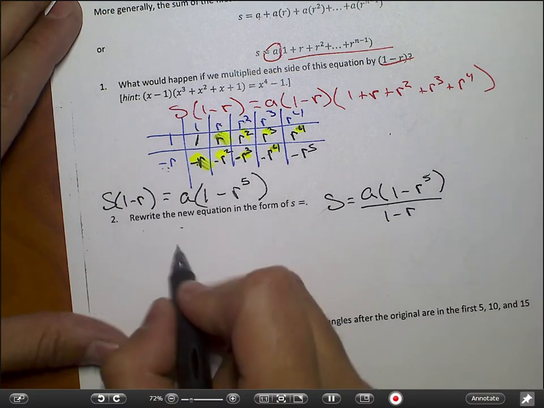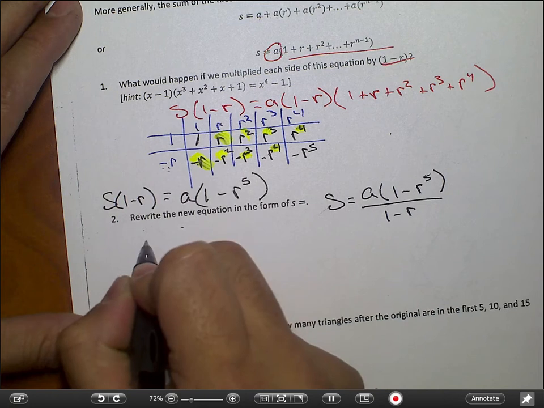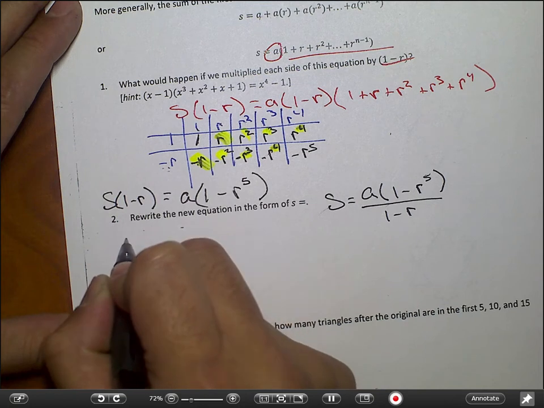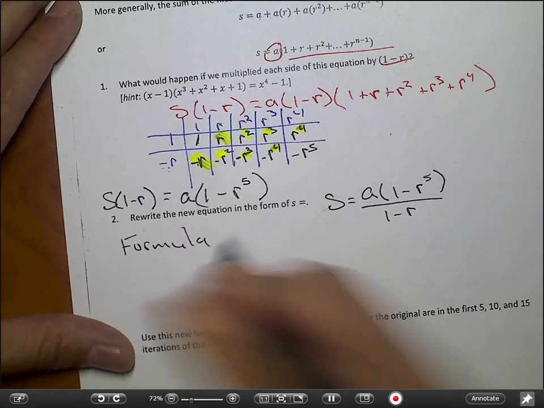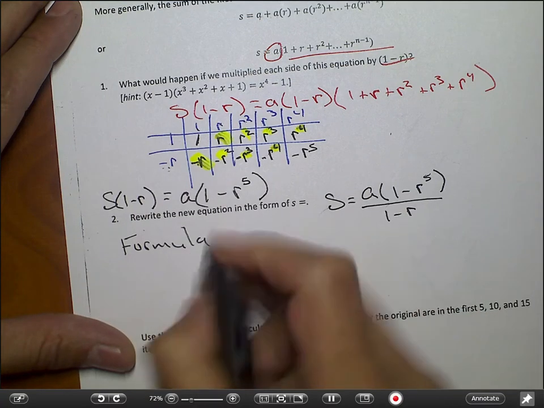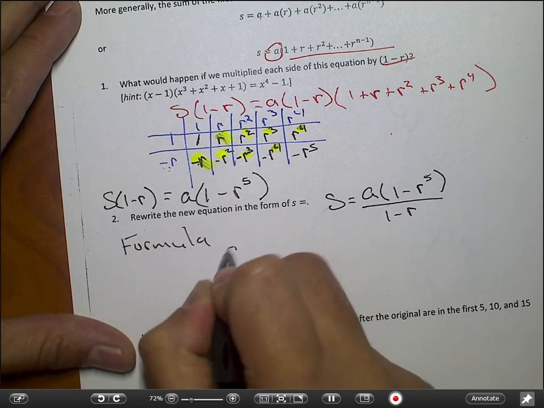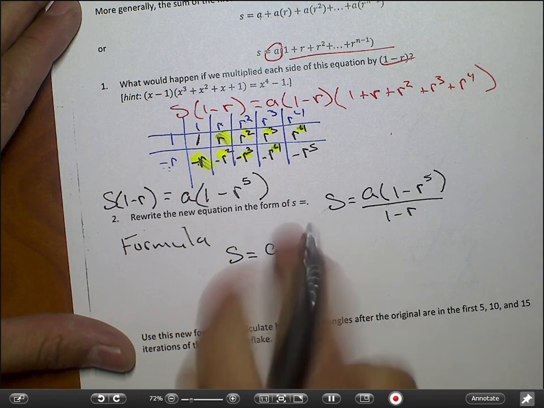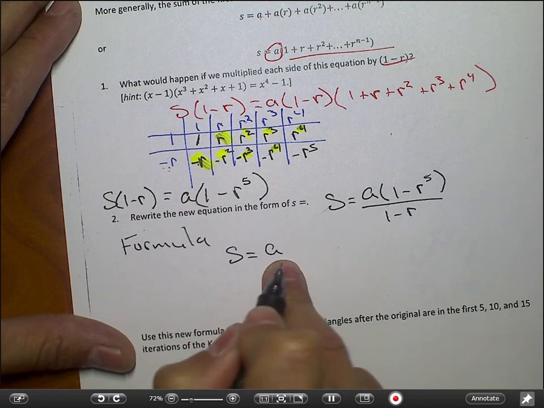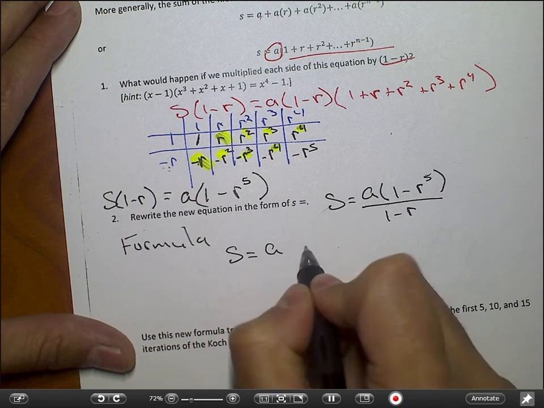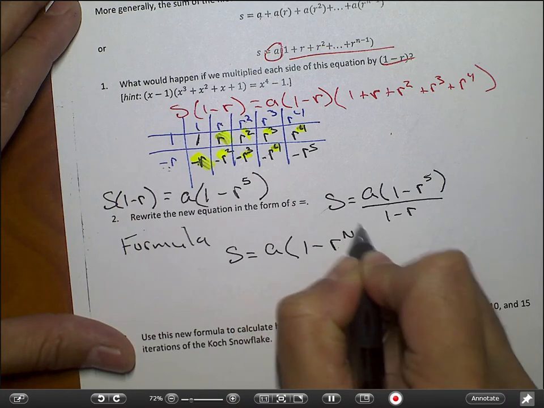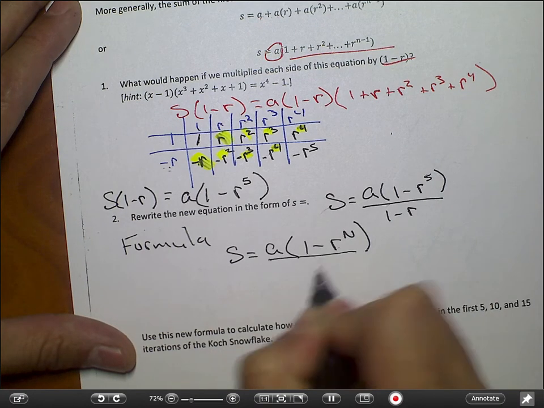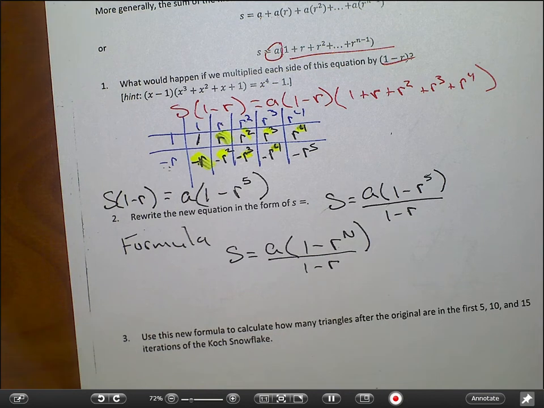So this is going to be my formula. So here's my new formula, which is super important. S is equal to A, which is my A value, which is my initial value. That's how much we're starting off with. Parentheses, 1 minus R to the N value, divided by 1 minus R.